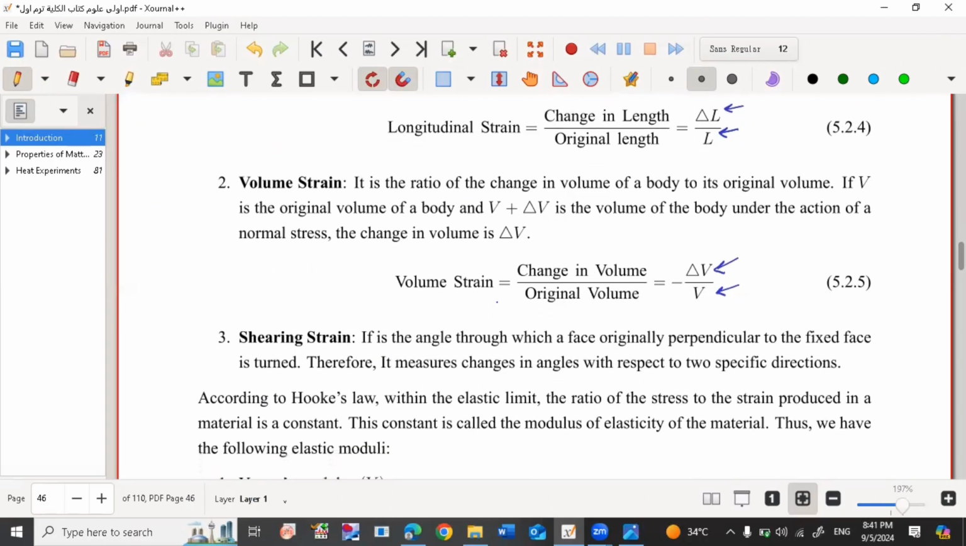What if it's a shearing strain? So this here is related to the length, and this is related to the volume, and this will be related to the area. But it's quite complicated.